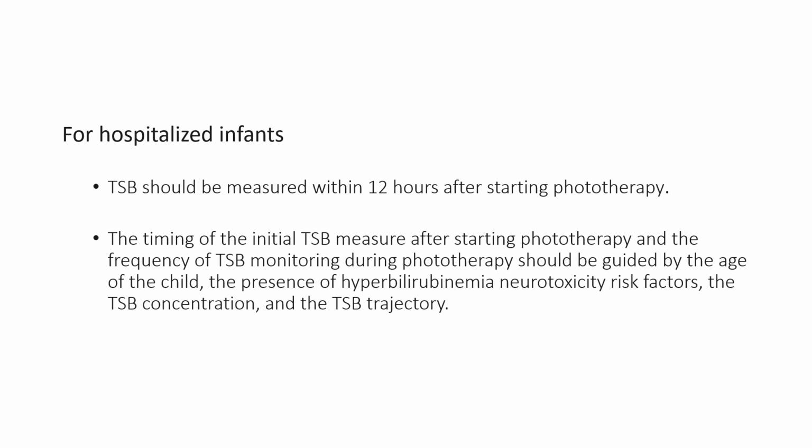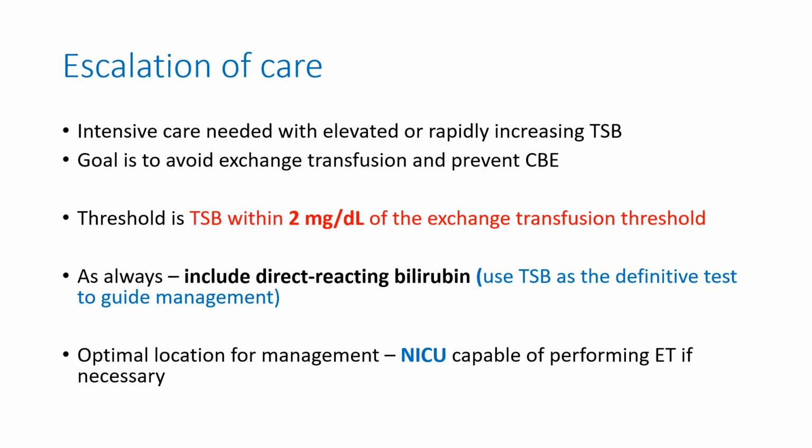After starting phototherapy, let's assume that you have a couple of readings and the bilirubin was stable, then you can space the measurements, guided by the age of the baby, presence of hyperbilirubinemia risk factors, evidence of hemolysis or neurotoxic risk factors, etc. So initially every 12 hours, and then depending on the rate of rising, the risk factors, and the age of the baby, you can space to Q18 or Q24 hours, depending on the baby's condition, case by case.